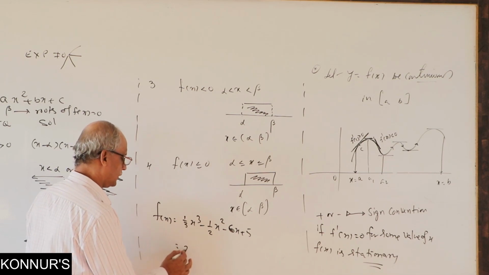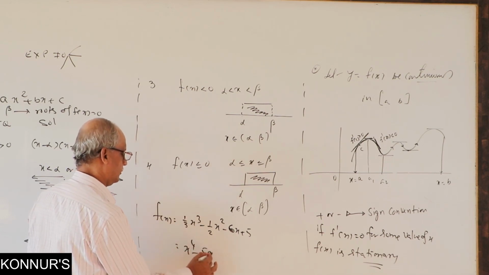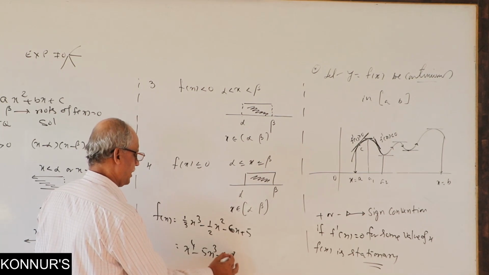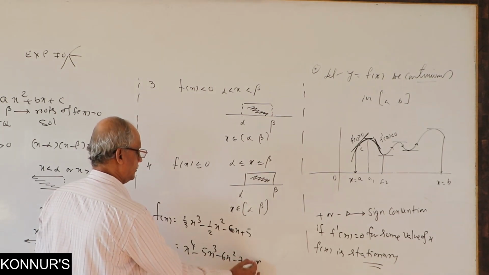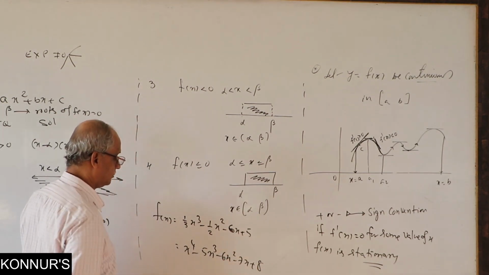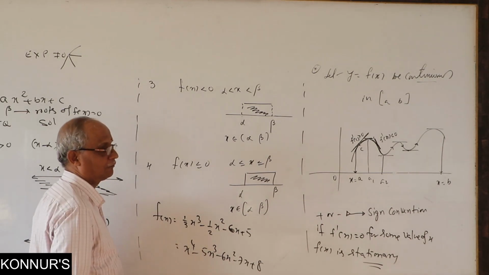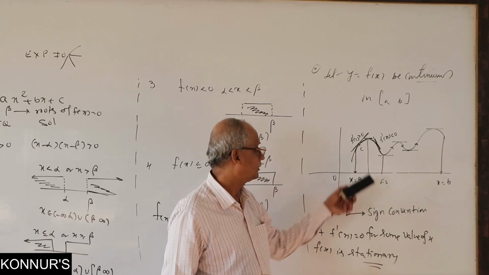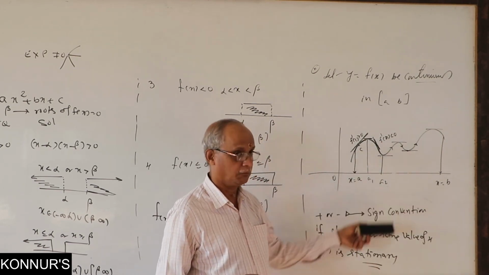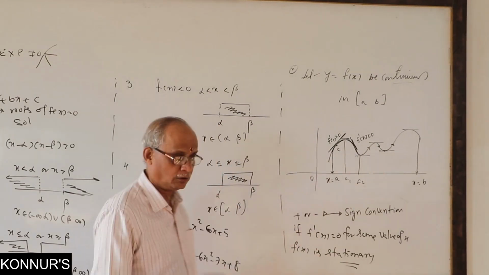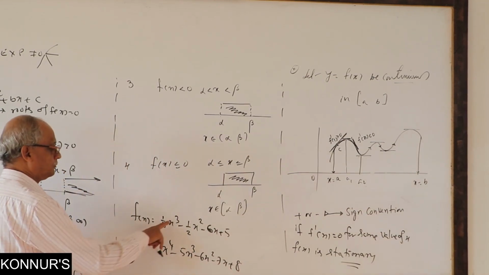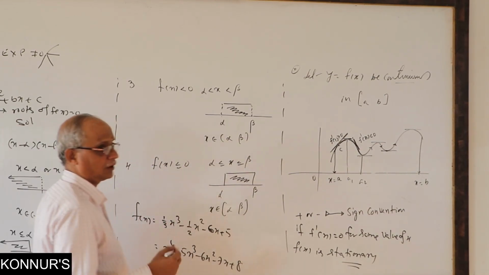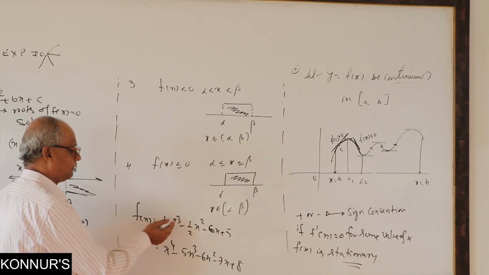If I write a 4th degree polynomial, totally how many maximum stationary points are possible? 3. What is the reason? A stationary point is nothing but where the tangent is parallel to the x-axis, which implies the derivative must be 0. You need the derivative. Once you find the derivative, n times x power n minus 1, it is 1 less than the given degree.